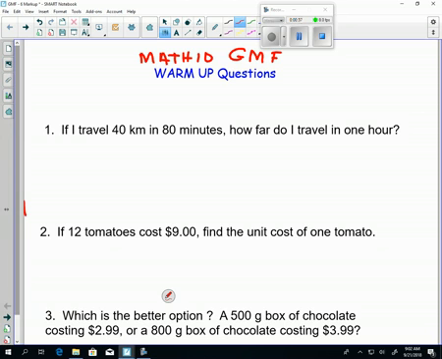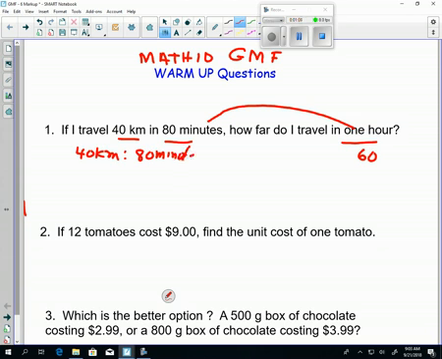If I travel 40 kilometers in 80 minutes, how far do I travel in 1 hour? Well, first thing we want to do is change this hour into minutes. So how many minutes in an hour? Anybody? 60, right? Okay. So we set this up again. Remember, this is a ratio: 40 kilometers in 80 minutes. That's the rate of speed.